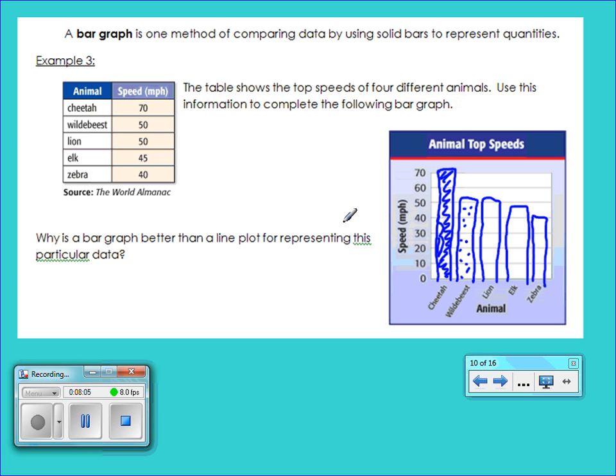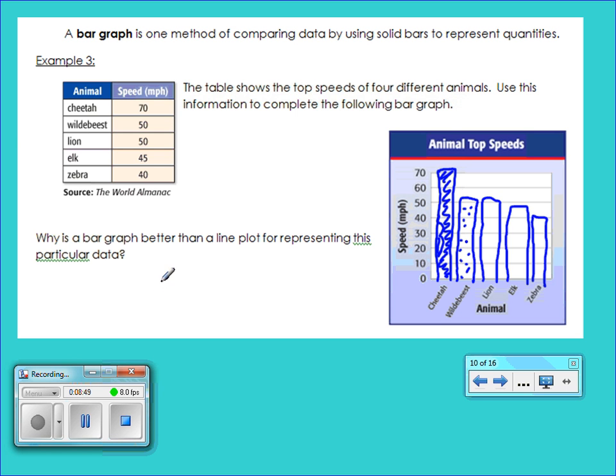So why is a bar graph better for representing this kind of data than a line graph or a line plot would be? Anybody tell me? What do you think, Owen? So line graph shows like a change over time. It could. A line plot could show a change over time. But there's one particular reason why we would choose a bar graph instead of a line plot. A bar graph represents multiple things, but a line graph represents one. That's exactly right. Good job, Joe.